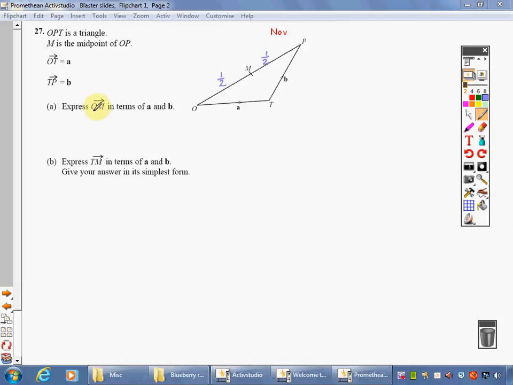So we want O to M in terms of A and B. So get my highlighters out. First of all, vector A, I always like to do my A's in pink, is there. Vector B is yellow.